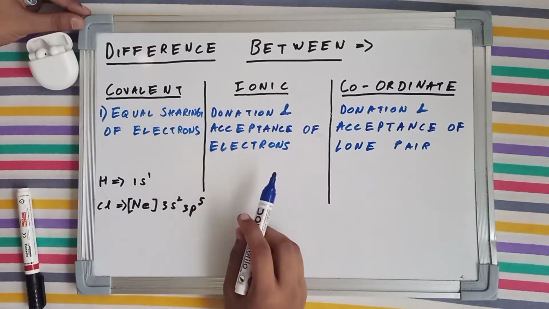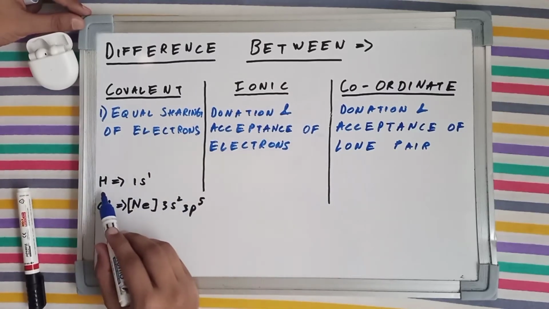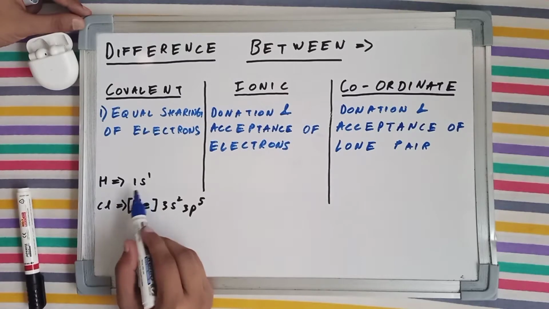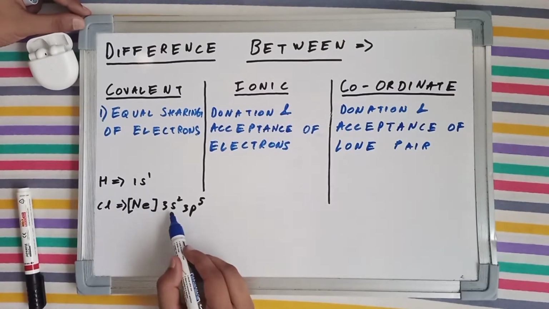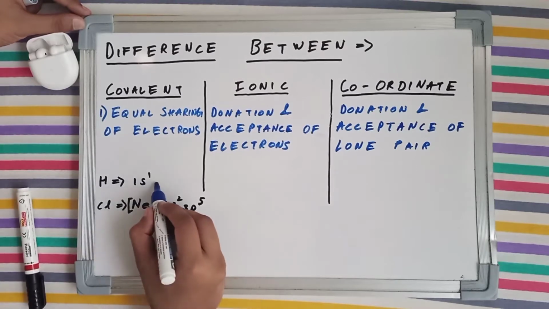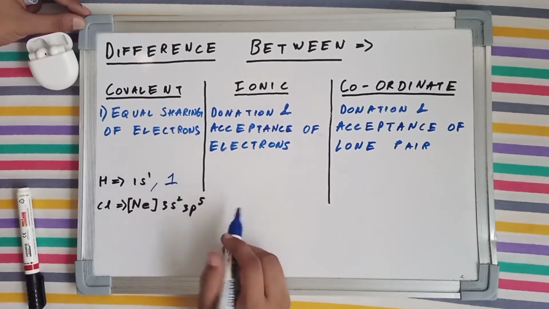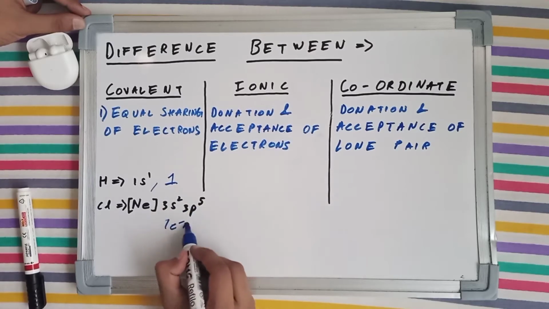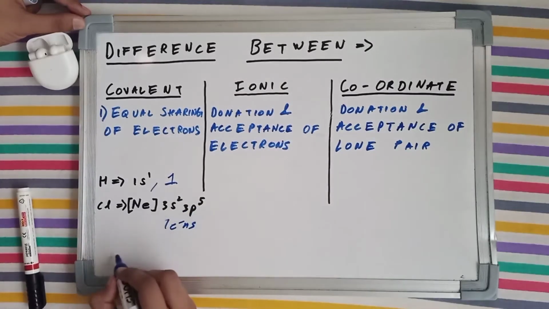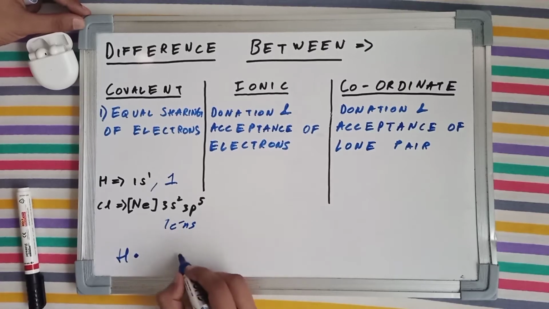Now let's see an example of HCl. The electronic configuration of hydrogen is 1s1. For chlorine, it is the inert configuration of neon, and then 3s2, 3p5, which means hydrogen has just a single valence electron, whereas chlorine has 2 plus 5, 7 valence electrons. Okay, so hydrogen has just a single electron and chlorine has 7 valence electrons. 1, 2, 3, 4, 5, 6, 7.